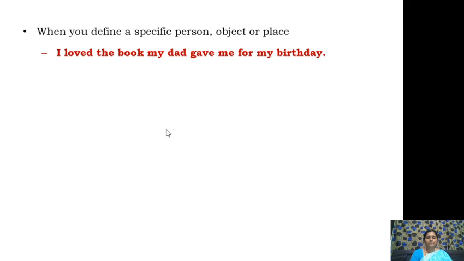Now let us see, when you define a specific person, object, or place. When you are referring to a specific person, object, or place, then we use the definite article the. I love the book my dad gave me for my birthday. So which book are you referring to? The one which your dad gave you for your birthday. So it is specific. We are using the before the book because the reference is given here: the book which was given by your dad for your birthday. So we have used the before that.